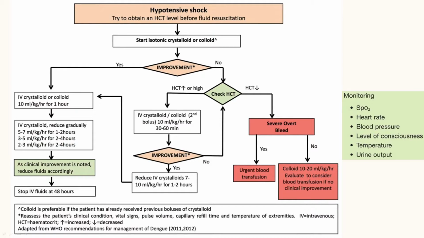For a patient with hypotensive shock, intravenous fluid should still be administered, more aggressively. So we should give intravenous fluid as soon as possible. Then we need to observe whether there is any improvement in the hemodynamic. If there is improvement, then we reduce the infusion rate accordingly and stop after 48 hours.